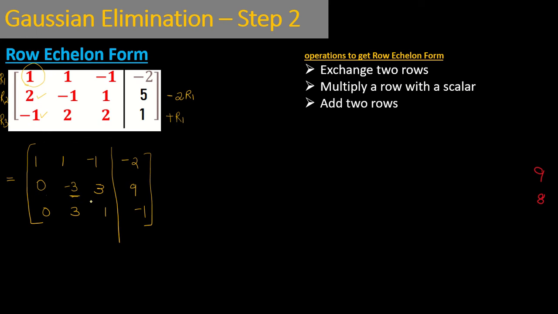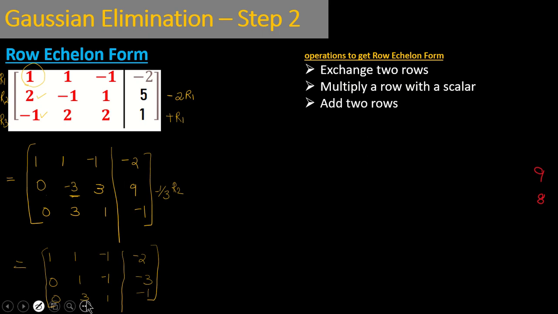Okay, what we have to do is we have to divide it with 3, or we can say that we multiply it with minus 1 by 3. Okay, this gives 1, 1, minus 1, minus 2, 0, 1, 1, minus 1, minus 3, 0, 3, 1, minus 1. Okay.